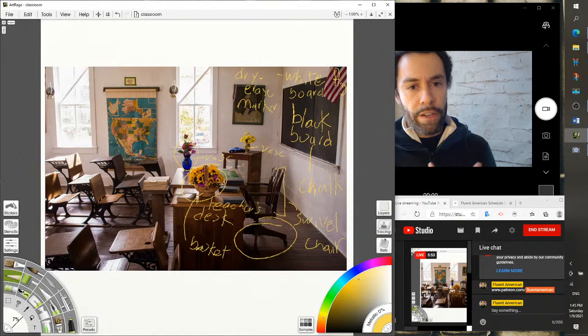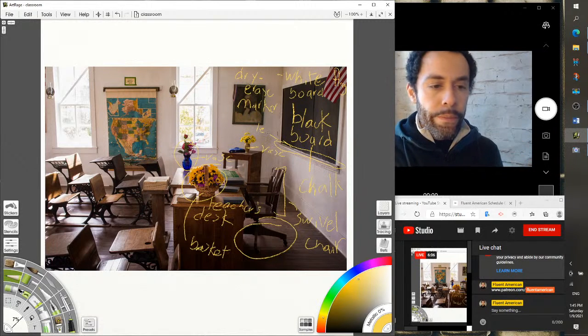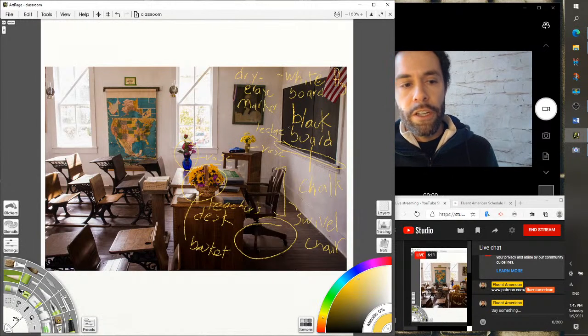Also, while I'm in this area of the classroom, talking a little bit more about the blackboard here. The place where you would put the chalk, this long thing right here, this would be the ledge. Okay, so the ledge of the chalkboard.